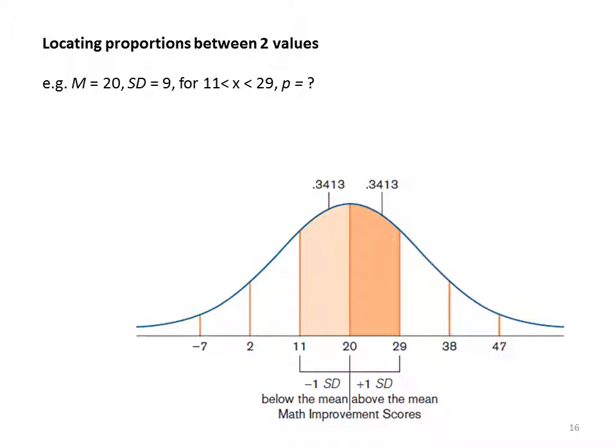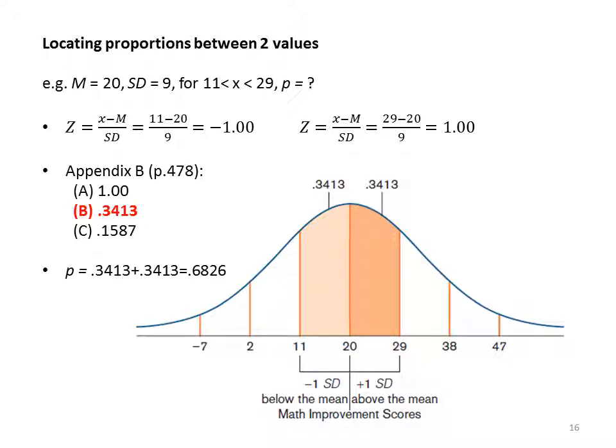This example is from page 140. The normal distribution has a mean of 20 and the standard deviation is 9. And what is the probability of obtaining a score larger than 11 and smaller than 29? So they're asking the proportion of these two areas together. We'll calculate two z-scores, a z-score for 11 and a z-score for 29.